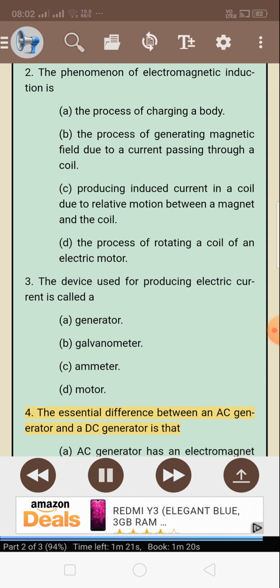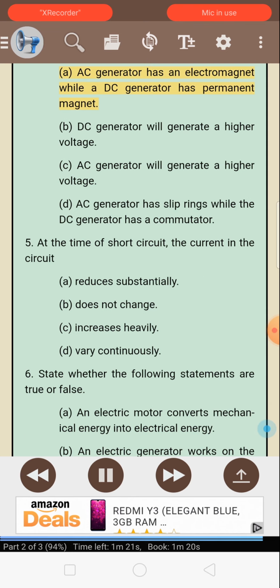4. The essential difference between an AC generator and a DC generator is that A. An AC generator has an electromagnet while a DC generator has a permanent magnet. B. DC generator will generate a higher voltage. C. AC generator will generate a higher voltage. D. AC generator has slip rings while the DC generator has a commutator.